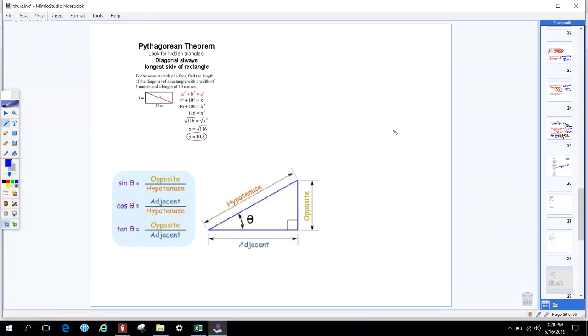Then you might also need SOHCAHTOA. SOHCAHTOA is also on the formula sheet.